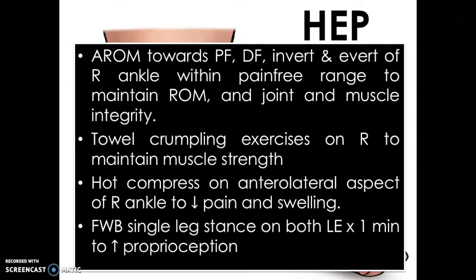For the HEP, at home when the patient is recovering, patient will be doing ROM exercises on all planes of the right ankle within the pain-free range to maintain ROM and joint and muscle integrity again. Patient can also do towel crumpling exercises without or with weights on the right to maintain intrinsic muscle strength. Patient will also apply hot compress on anterolateral aspect of right ankle to decrease pain and swelling. Patient will also do full weight bearing single leg stance on both lower extremities times 1 minute to increase proprioception.